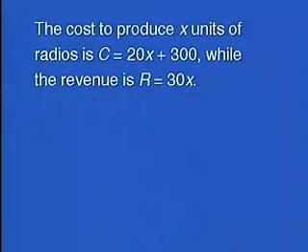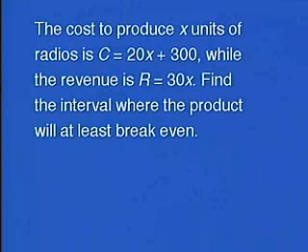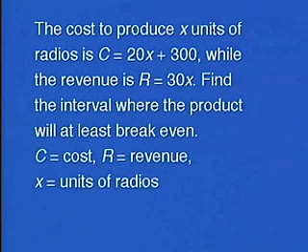The cost to produce X units of radios is C equals 20X plus 300, while the revenue is R equals 30X. Find the interval where the product will at least break even. Now remember, C is the cost, R is the revenue, and X is the units of radios.